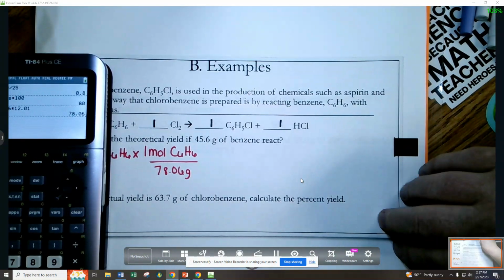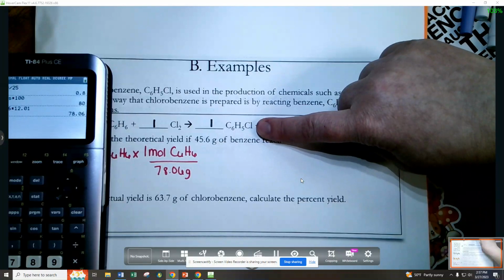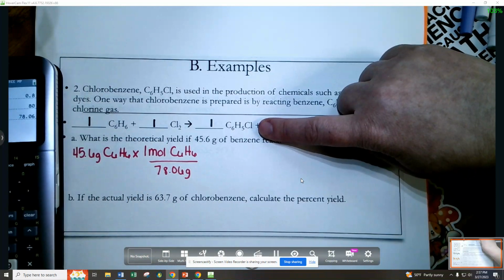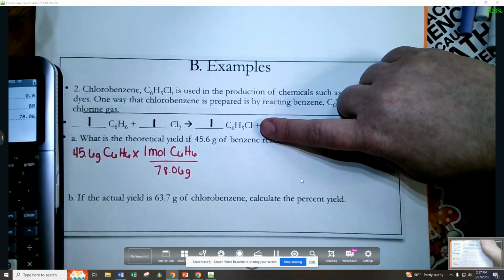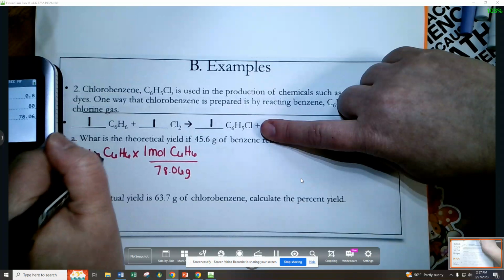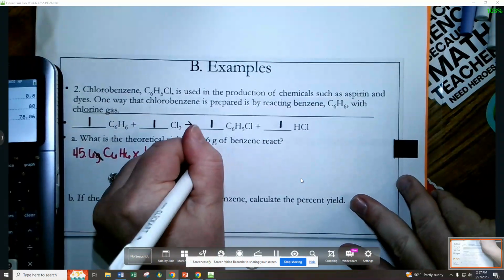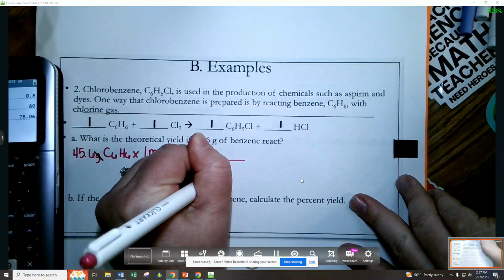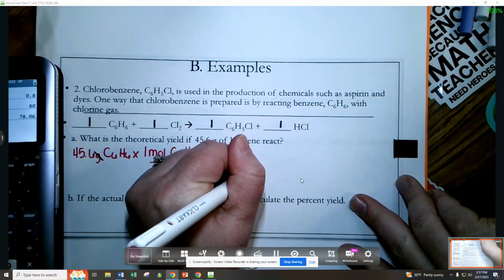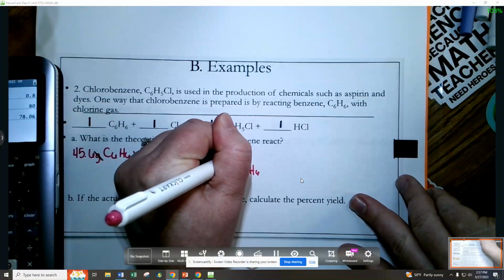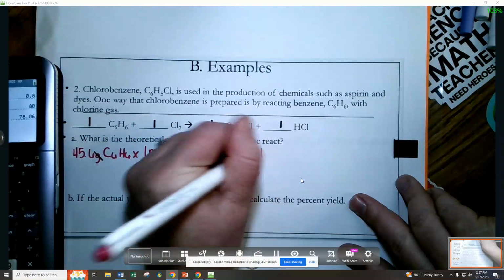Where I'm now at is I want to figure out how much of this chlorobenzene I can get from my starting amount of benzene. So I'm still going to show that units are canceling because, again, my grams have canceled here. I'm going to use my mole ratio, where 1 mole of benzene is my denominator and 1 mole of chlorobenzene is my numerator.